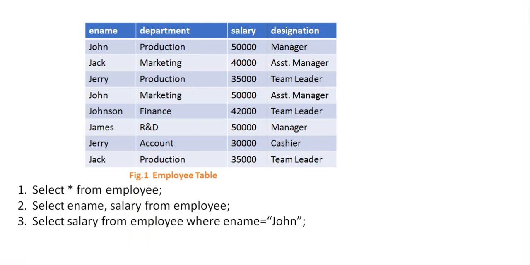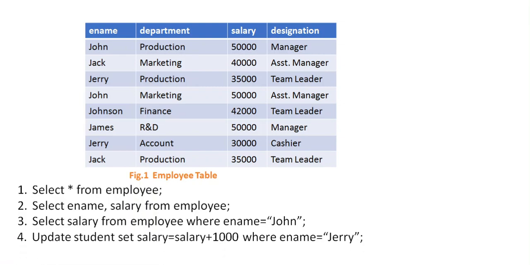Okay, so when you write this query, select salary from employee where ename equals to John, then it will give you 2 rows. One is your required row, that is an employee with name John who is working in production department, but it will give you one additional row for employee John who is working in marketing department. So by using John you cannot identify the exact person.